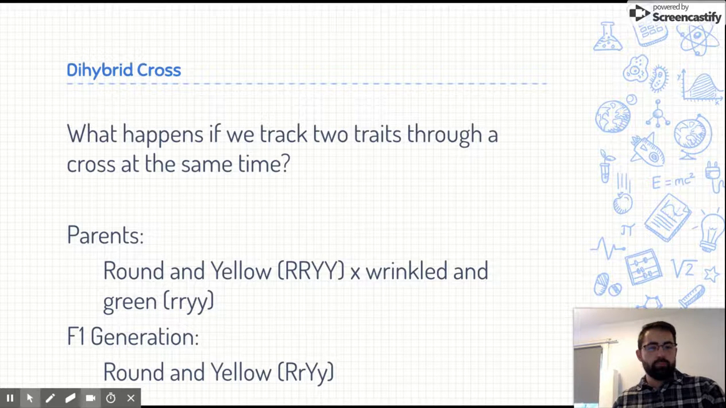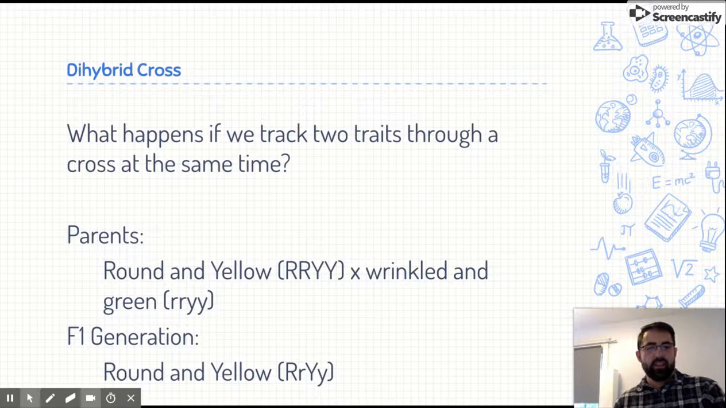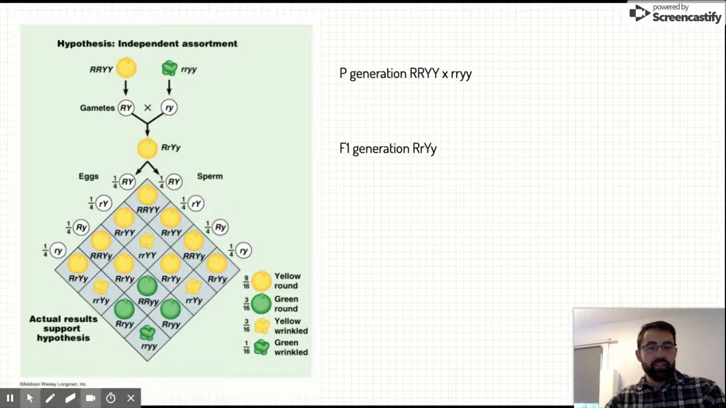So if he predicted that he crossed two pure breeding parents for round and yellow and wrinkled and green, his F1s would be heterozygous, but their phenotype would be round and yellow, and their genotype would be heterozygous. And pause for a minute and predict what do you think the outcome would be if you allowed this F1 generation to self-pollinate. Did you pause? Okay, moving on. Well, it's a little more involved.